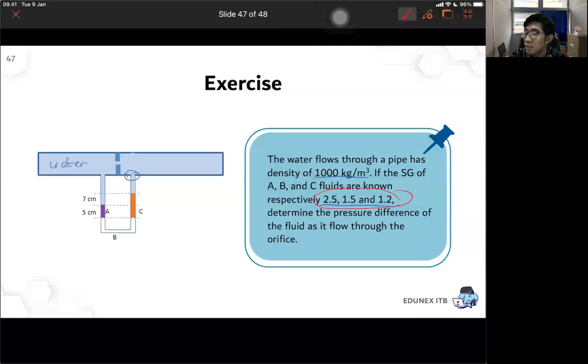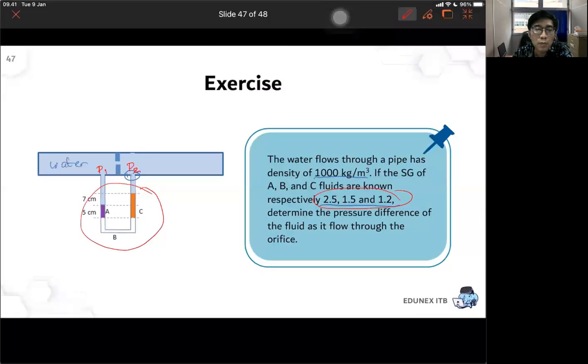Then by applying Bernoulli and applying the hydrostatic pressure, please remember that in the manometers the conditions are static, all the fluids are in static condition. Then you can calculate the pressure difference. Pressure difference means the pressure between this point and this point. This one should be more straightforward. You know how to calculate, right?